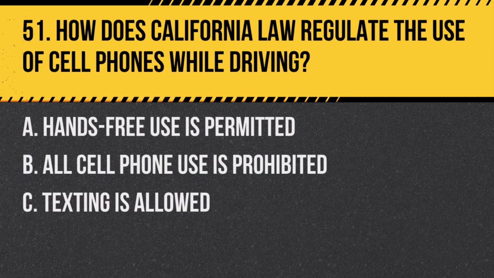Question 51. How does California law regulate the use of cell phones while driving? A. Hands-free use is permitted. B. All cell phone use is prohibited. C. Texting is allowed. Answer: A. Hands-free use is permitted. California law allows for hands-free operation of cell phones while driving.